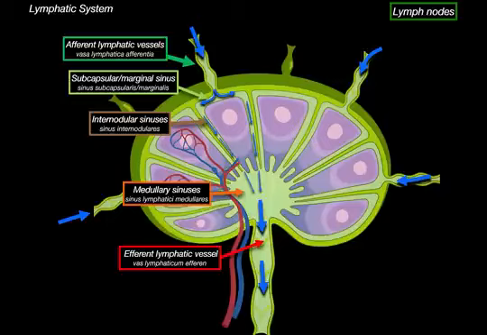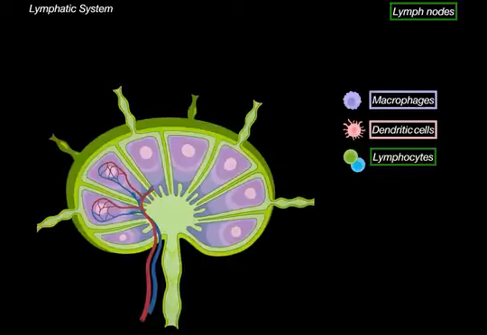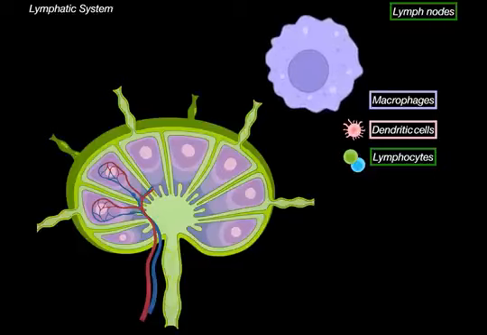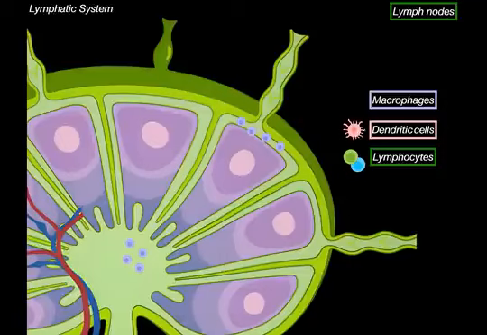Remember, one of the lymph node's main functions is immune surveillance. And it's able to do that because inside the node we will find three major types of immune cells: macrophages, dendritic cells, and lymphocytes. Macrophages are found in abundance in the subcapsular sinuses, and they're also present in the medullary sinuses.